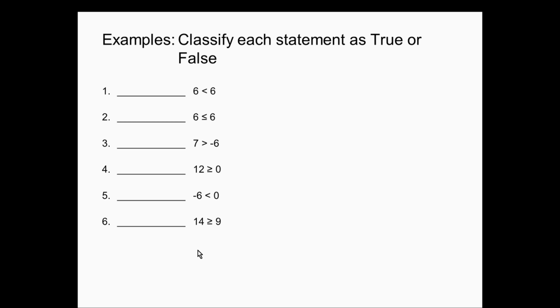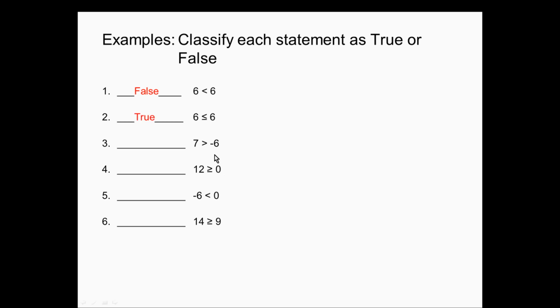Classify each statement as true or false. We've got 6 statements, and you're just going to answer true or false. The first one, 6 less than 6. That's false. A number is not less than itself. It's also not greater than itself. Number 2, 6 is less than or equal to 6. This is true. It satisfies the equal portion.